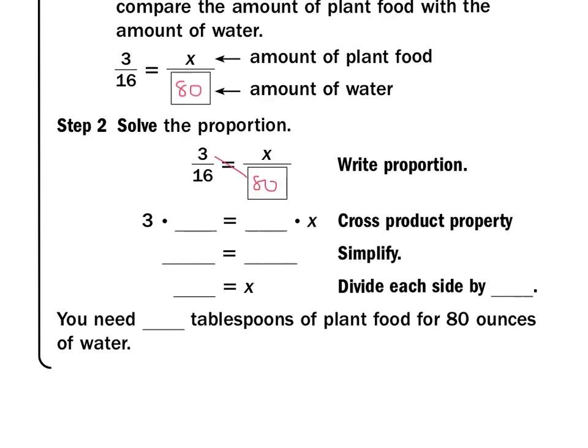So we're going to do 3 times 80 equals 16 times x. 3 times 80 is 240, and 16 times x is 16x. Then we divide each side by 16. 240 divided by 16 is 15. So you need 15 tablespoons of plant food for 80 ounces of water.